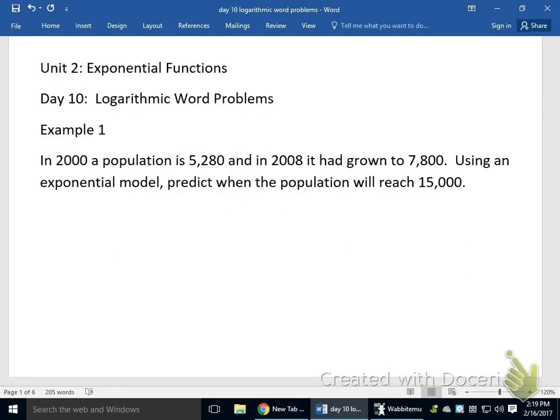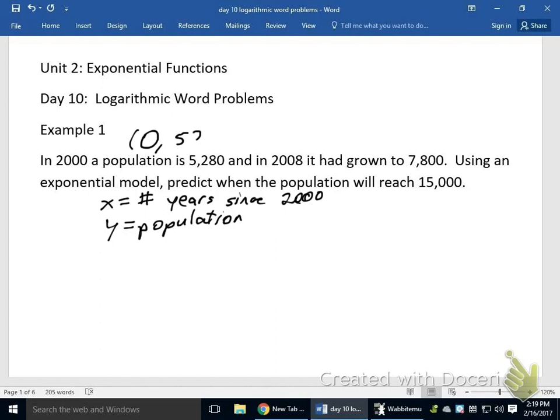Alright, first thing I'm doing on example 1 is I'm going to make the model, and I'm going to use my calculator for that. I'm going to let X be the number of years since 2000, and I'm going to let Y be my population. Now I'm going to create the coordinates. At 0 years, it was at 5,280 because of the year 2000. And then at 8 years, it's at 7,800.